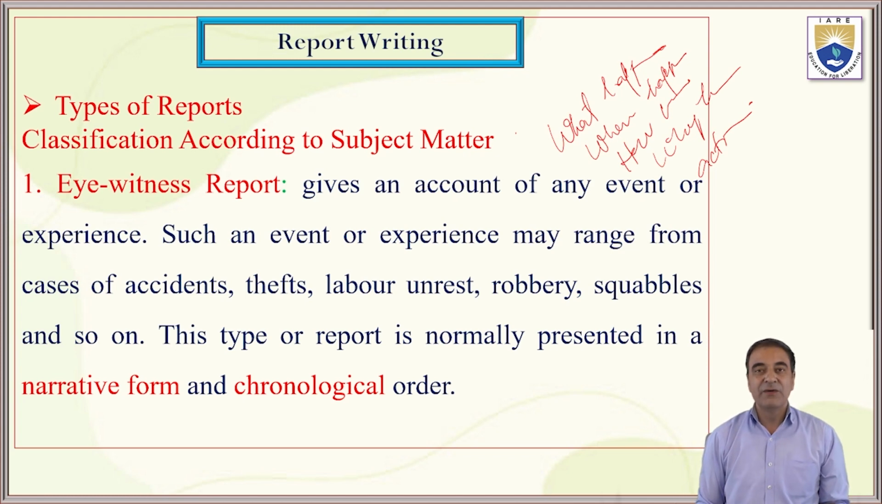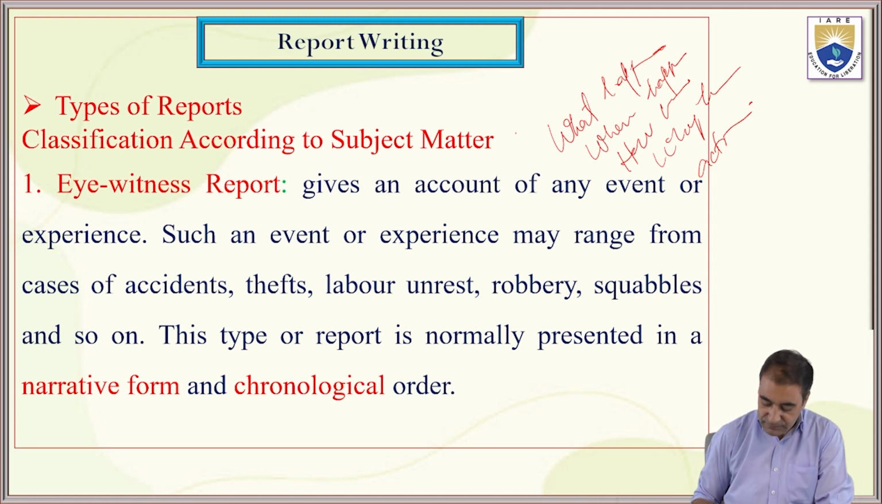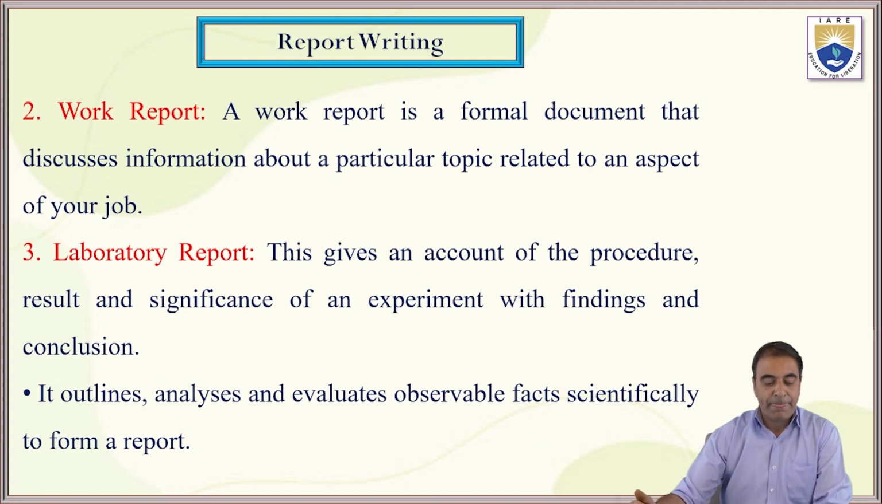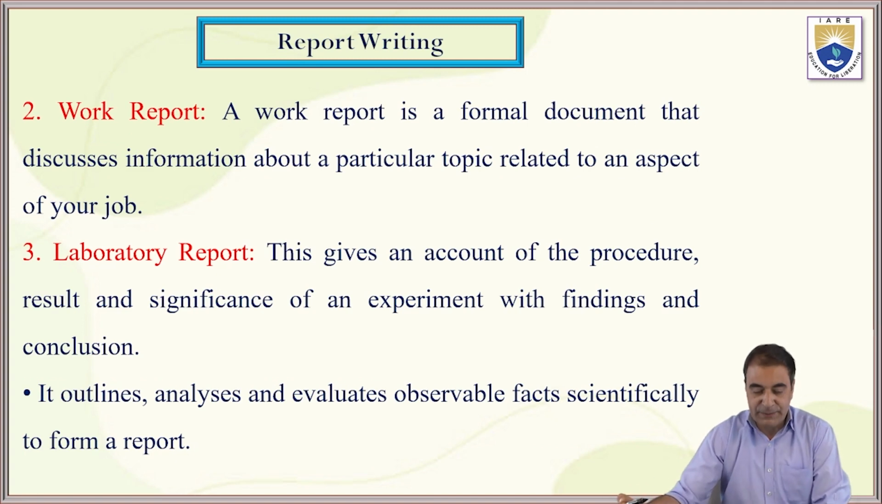Then we give why it happened, what is the real cause of this accident, and at the end we write the action taken. We conclude such a type of report, this accident report, with the action taken by the authority, and that authority can be the police, it can be the administration. Okay. Now the next one, work reports.